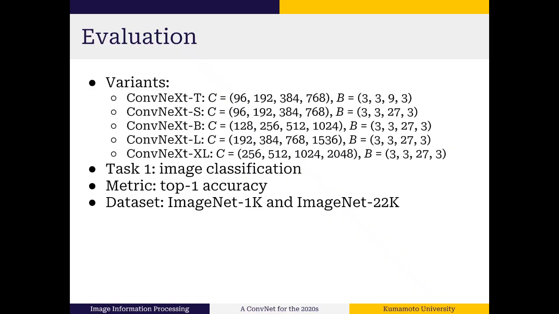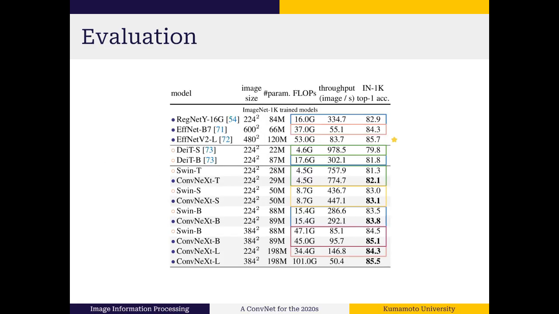The test is image classification, and the performance is measured in terms of top 1 accuracy on ImageNet 1K and ImageNet 22K datasets. This table shows the comparison between ConvNet and other models, RegNet, EfficientNet version 1 and 2, DeiT, and Swin transformers. If we compare the models with the same flop, ConvNet mostly outperforms the others. The only model that outperforms ConvNet is the EfficientNet V2, marked by a star symbol.